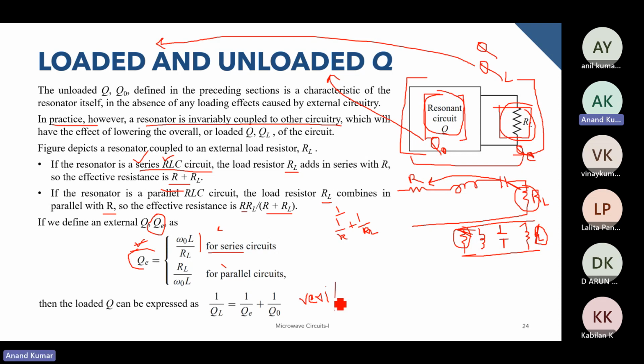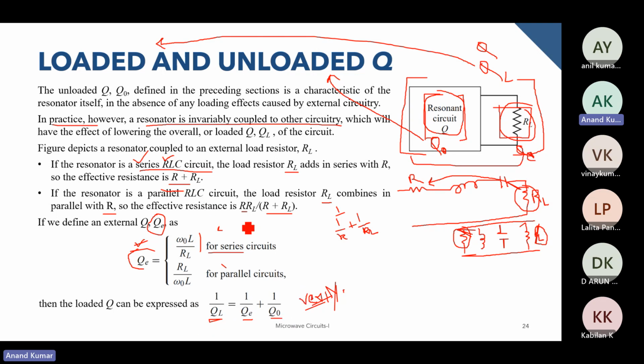Okay, maybe I'll just give this as an assignment to verify this. I'm trying to write verify over it. Yeah. So this particular expression will hold for both series and parallel circuits. If you find out the external quality factor, and you know the quality factor of your resonant circuit and the quality factor of your total circuit, which is the loaded circuit, this particular thing will hold.